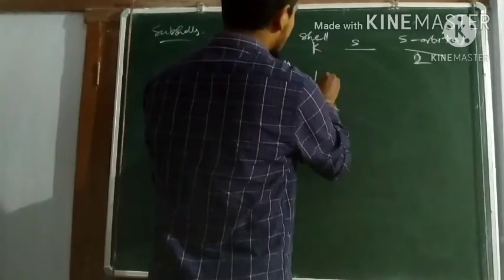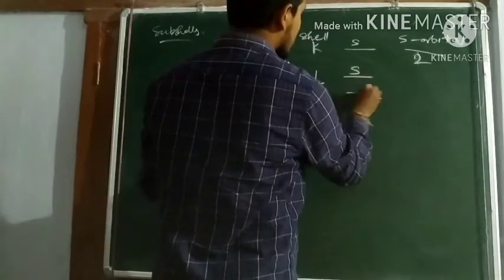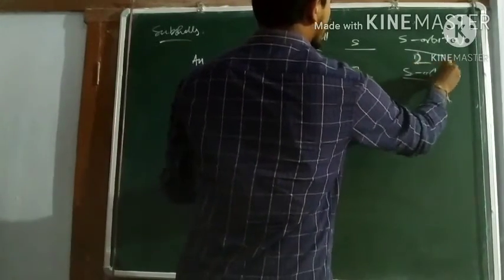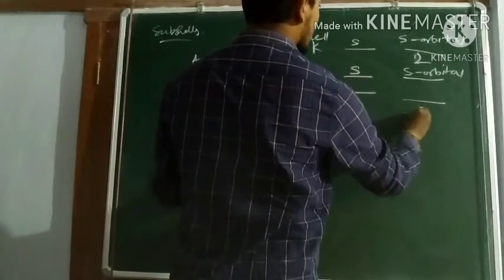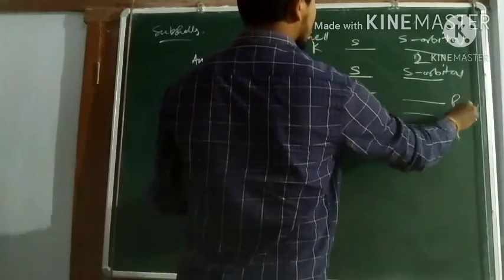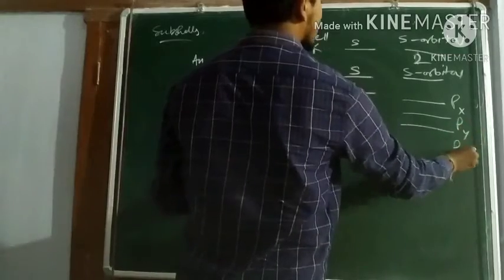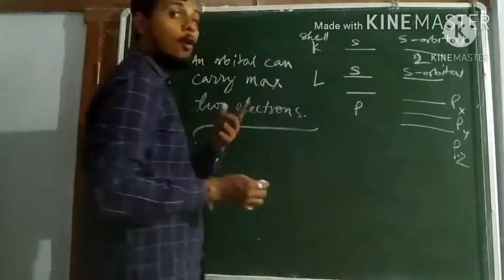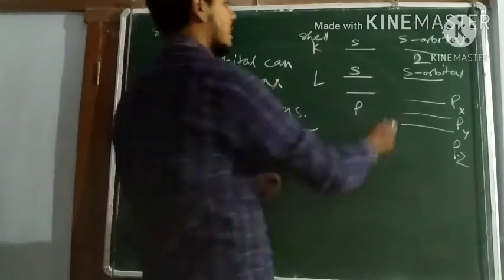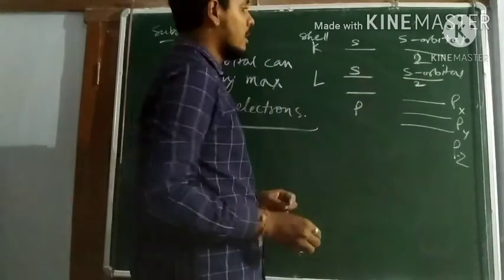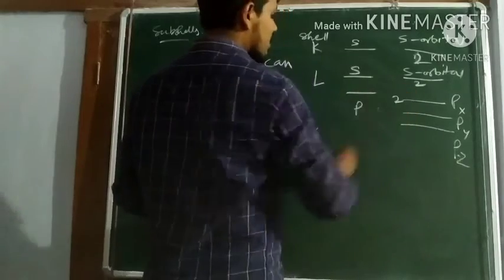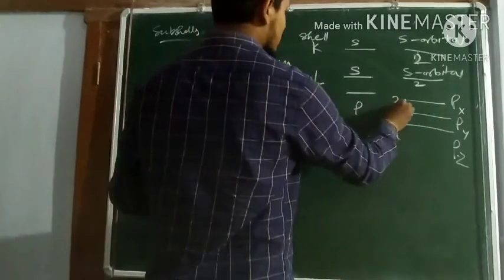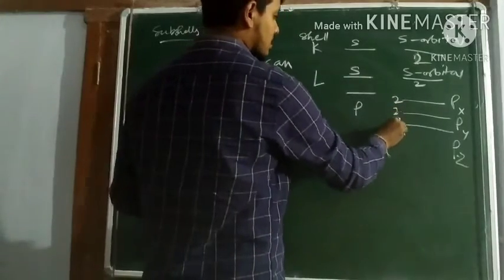Similarly, if I see L shell, I have 2 subshells, s subshell and p subshell. S subshellot eta s orbital থাকিব. And p subshellot 3 টা orbital থাকিব, 3 টা p orbital থাকিব, px, py and pz. So s orbitalot maximum কেটা ইলেক্ট্ৰন যাব? এটা orbitalot maximum 2 টা ইলেক্ট্ৰন থাকিব পাৰে. s orbitalot maximum 2 টা ইলেক্ট্ৰন থাকিব, px orbitalot maximum 2 টা ইলেক্ট্ৰন থাকিব, py maximum 2 টা থাকিব, pz maximum 2 টা থাকিব.